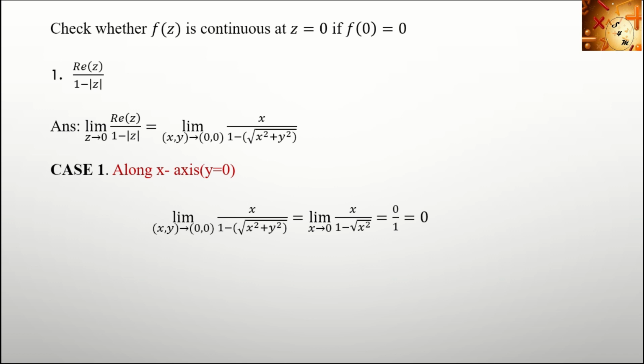Then next, give x tending to 0. So the value becomes 0 divided by 1, which is equal to 0. So along the x-axis, I am getting the limit as 0.